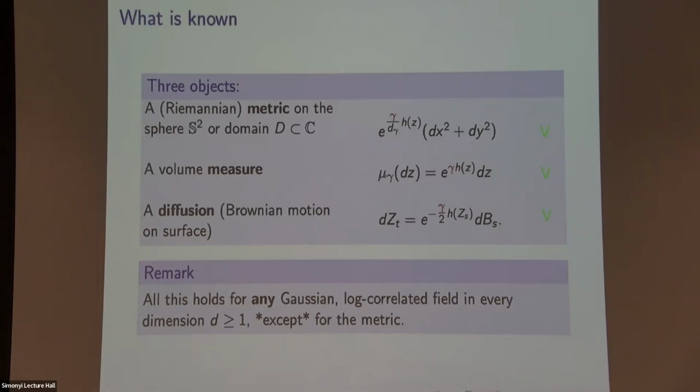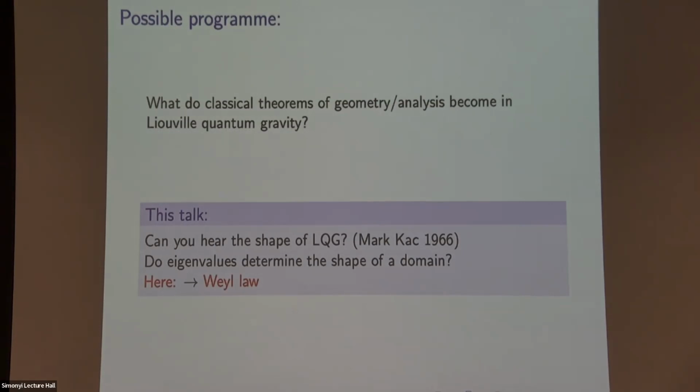Okay, so that's that. So here's a possible program that I would like to advertise, given that these objects have a meaning. The question is the following: what do classical theorems of geometry or analysis become in Liouville quantum gravity? In this talk, I would like to address a question that I think is very nice, which is related to a famous question of Kac in 1966. Kac asked, can you hear the shape of a drum? Meaning, do the eigenvalues determine the shape of a domain?